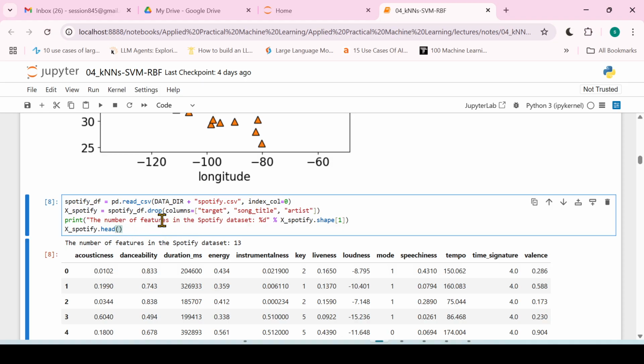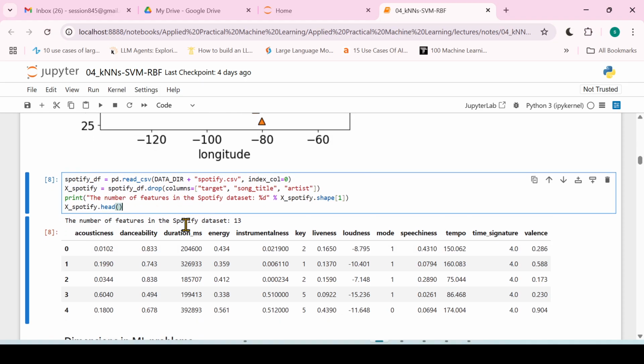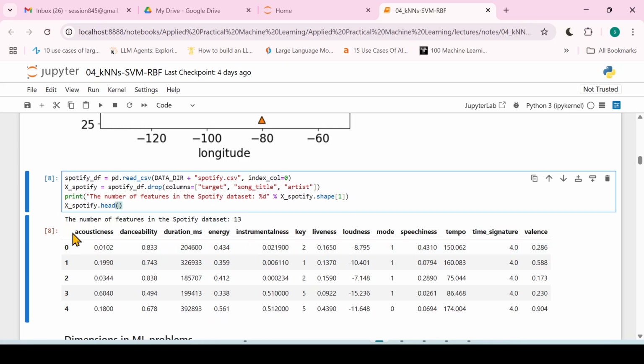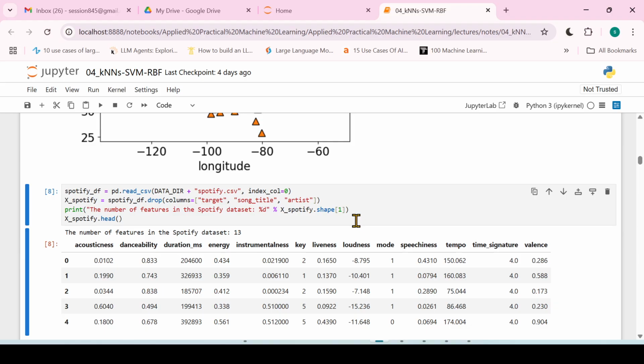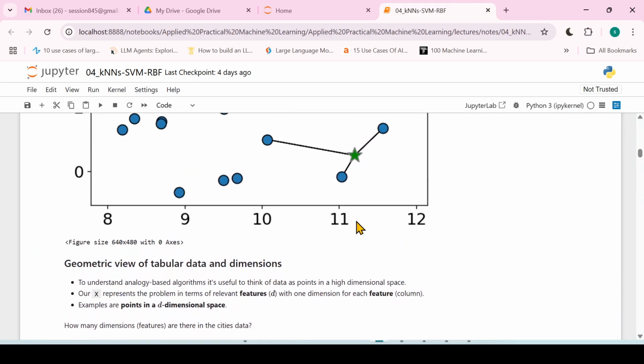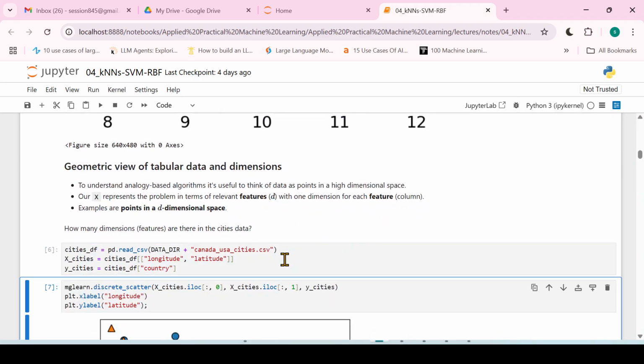Let's see our Spotify data set. Our Spotify data set has 13 dimensions because it has 13 features, right? So in tabular data, the number of features is called the number of dimensions of the data, right? And most of the time it is high dimensional data only, right?